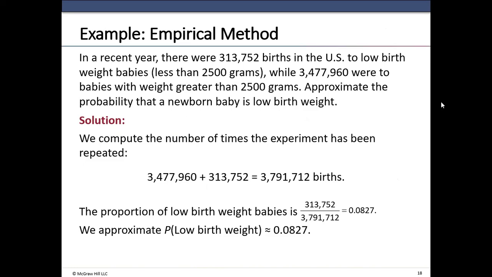Approximate the probability the newborn baby is low birth weight. So it will be 313,752 divided by the total sample size, which is 3,791,712. And it is 0.0827, which is greater than 0.05. So it is not unusual.